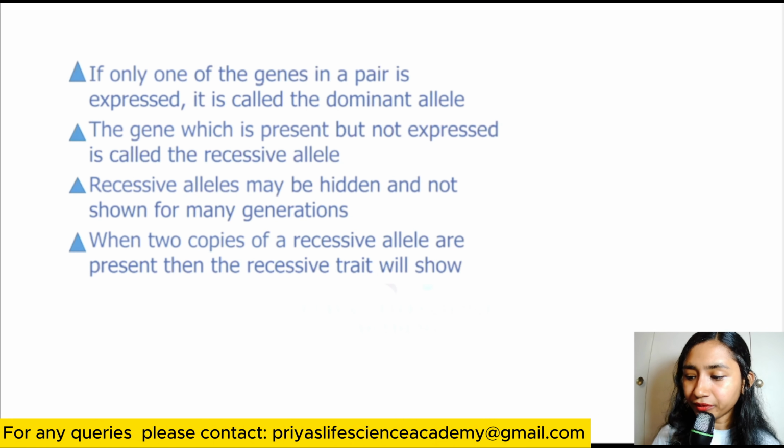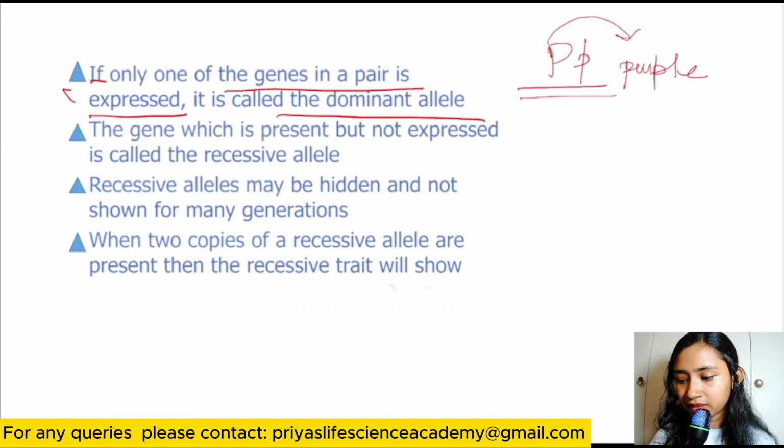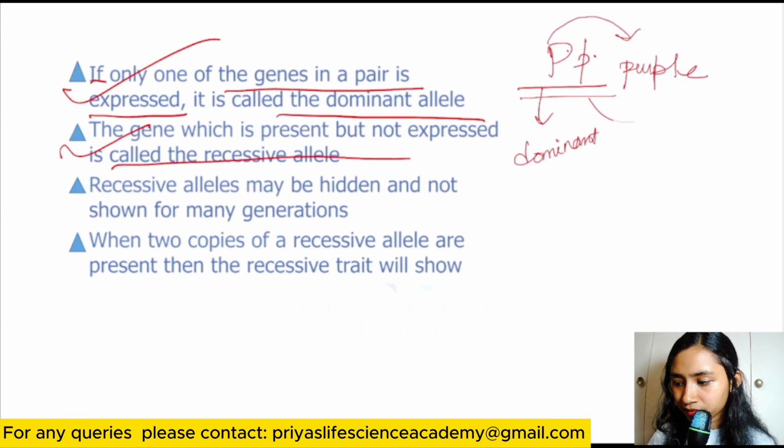If only one of the genes in a pair is expressed, it is called the dominant allele. So capital P, small p: if this is the genotype, and only capital P's expression, the purple, can be seen, then this allele is known as the dominant allele, which we knew before. The gene which is present but not expressed is called the recessive allele. We know from this case, small p is present but not expressed, so it is the recessive allele. So capital P is the dominant one and small p is the recessive one.